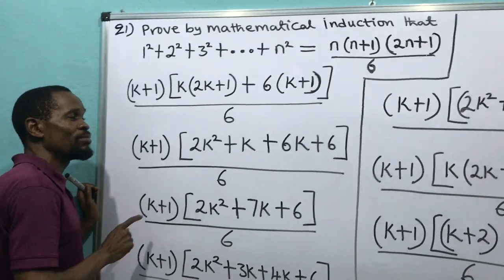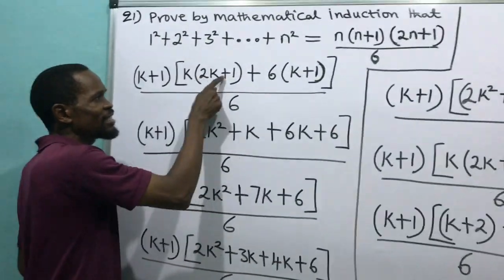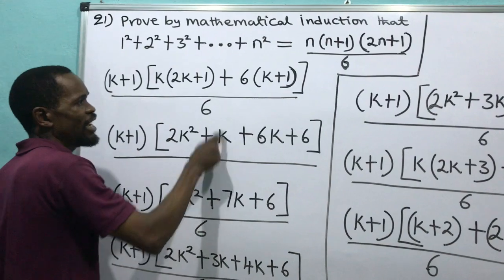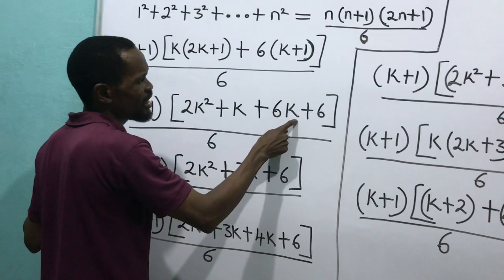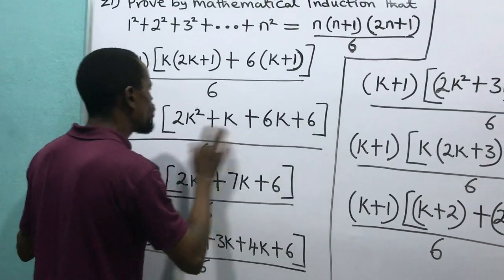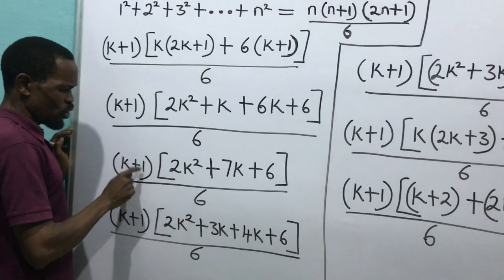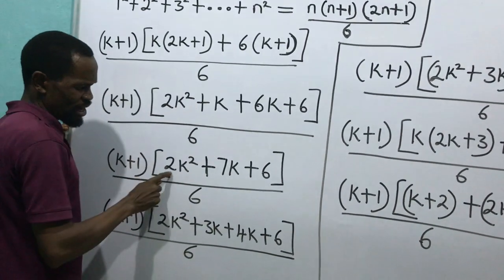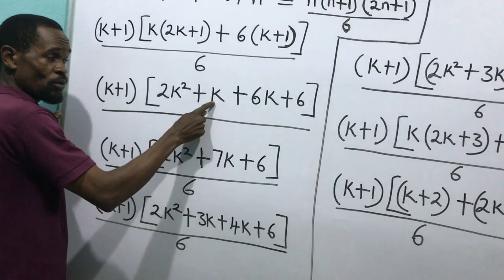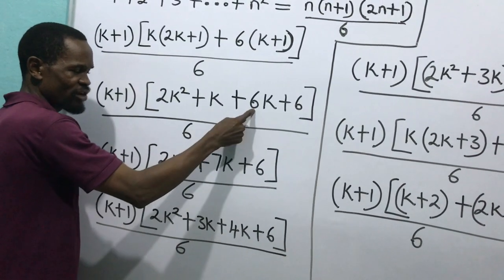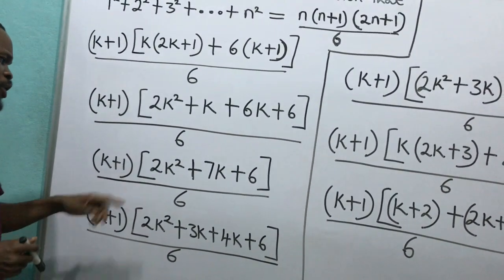Now I'm going to open the bracket. Open this bracket. K times 2k will give me 2k squared. K times 1 will give me what? K. Then now coming to this plus, look at my plus, right? Then 6 times k will give me 6k. And 6 times 1 will give me what? 6. I've opened the bracket. Then I begin to collect like terms. Then this will be what? K plus 1 in bracket. This becomes 2k squared. Look at 2k squared. This k plus 6k will give me 7k, right? A k plus 6k will give me what? 7k. Then plus 6.